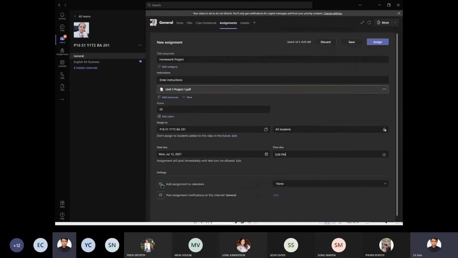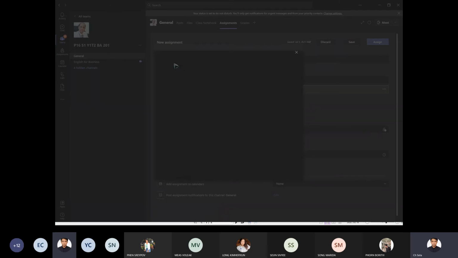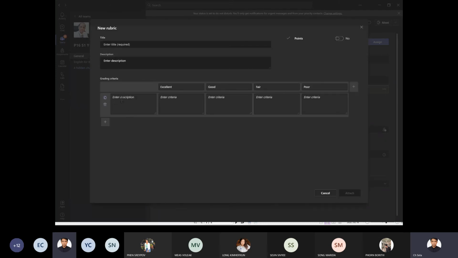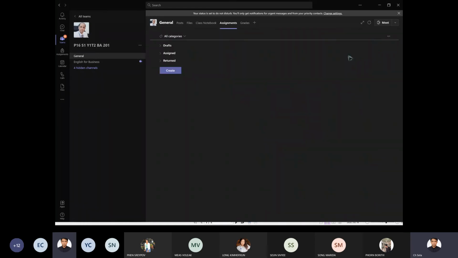And I can add to calendar, or I can pause here. It depends. And I can also add the score rubric here. For example, I have the section for you. If I want to say, enter the section, this one, excellent criteria. Okay, so I can say, no need to say so, just say excellent, something like that. Enter the criteria. Okay, no need to do this. I just did, and then I assign. So I assign it to you now.